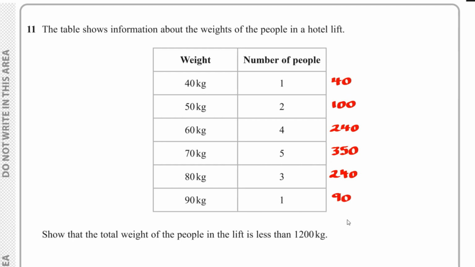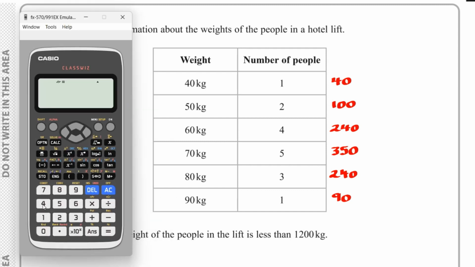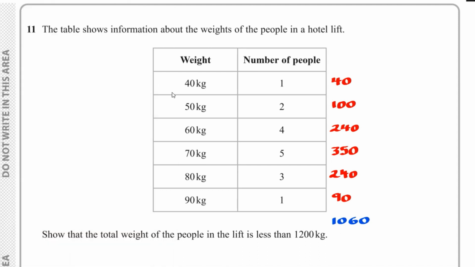So now we can find out the total weight. 40 plus 100 plus 240 plus 350 plus 240 plus 90 gives us 1,060 kilograms. So this 1,060 is certainly less than the 1,200 kilograms, so we've shown that result to be true.